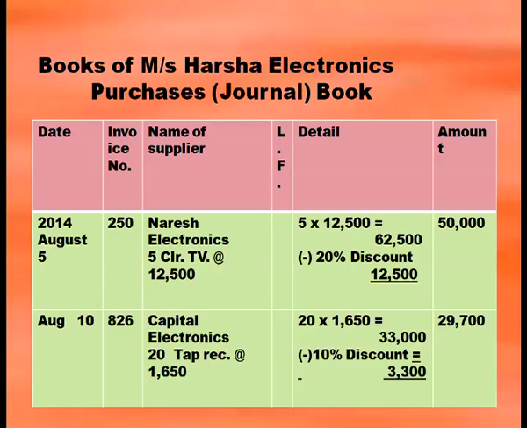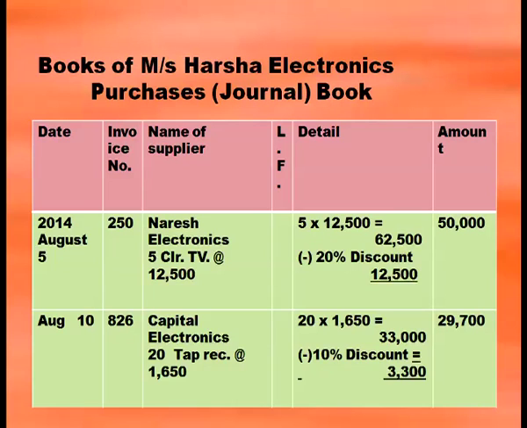What items have you purchased? Harsha Electronics have purchased 5 color TV at rupees 12,500. That is also written in the name of the supplier column. Then its calculation is written in the details column: 5 into 12,500, 62,500. 62,500 into 20 by 100 will give you 12,500. So, 62,500 minus trade discount 12,500 will give you 50,000 and that will come in the outer column, that is the amount column.